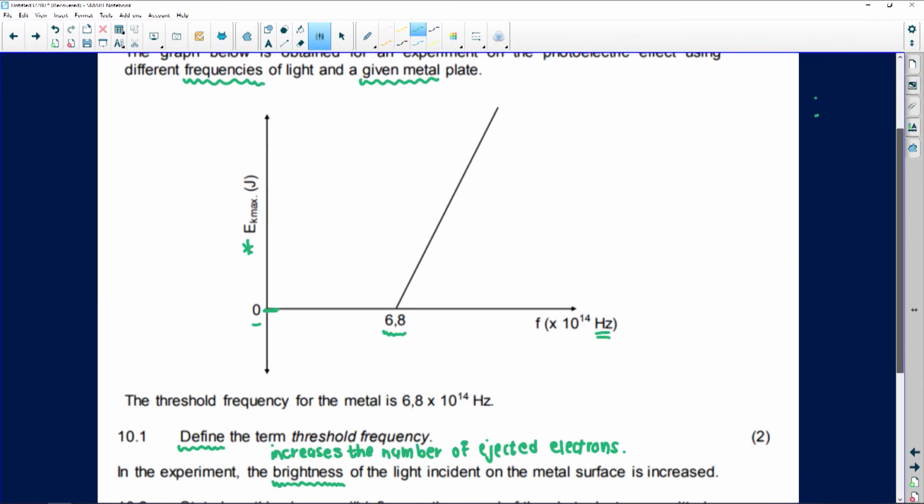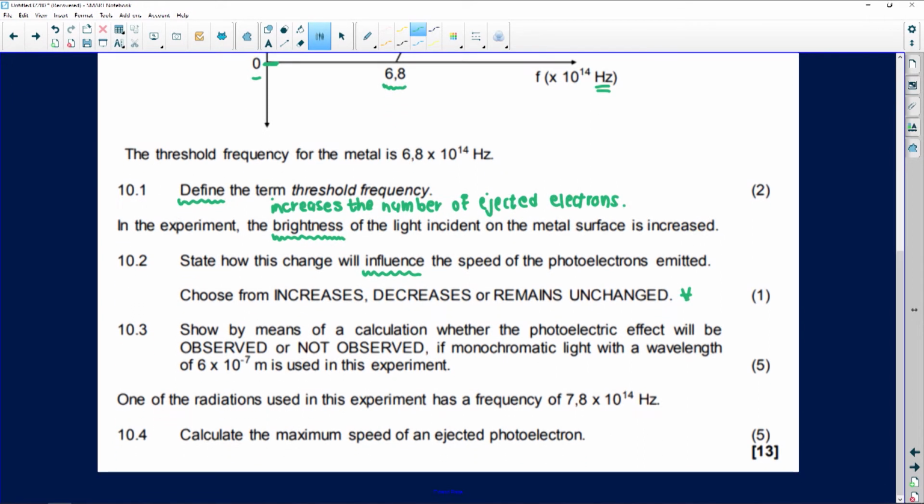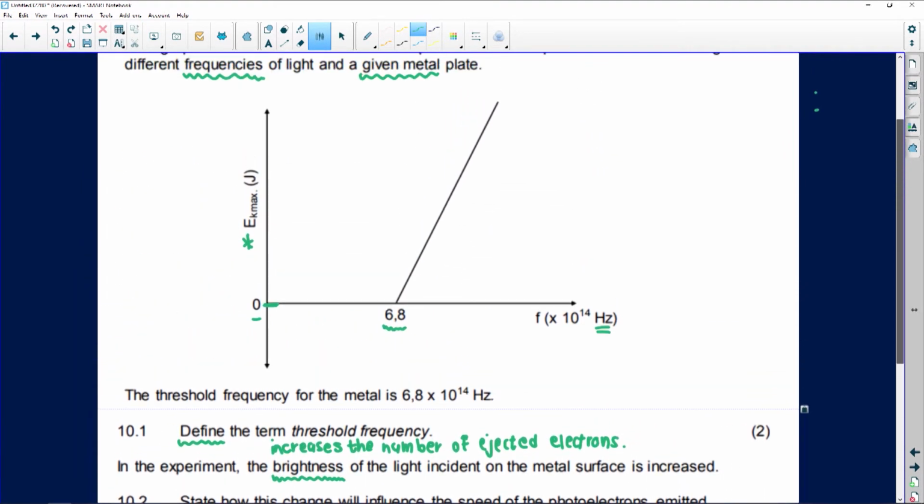So let's look at our next question. So now 10.3 says, show by means of calculation. So the examiner wants to see calculations, and it is 5 marks, whether the photoelectric effect will be observed or not observed. Just go back. It will be observed or not observed if the monochromatic light with a wavelength, that's the wavelength given, of 6 times 10 to the negative 7 meters is used in this experiment. Let's just go back. I'm going to tell you how you should tackle a question like this.